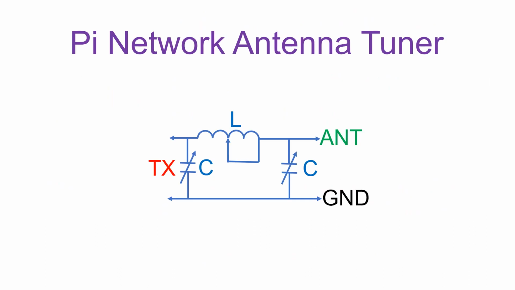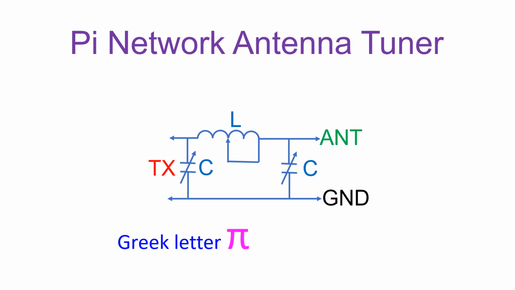As the name implies, the Pi network antenna tuner circuit resembles the Greek letter pi. It is similar to the pi tank used in vacuum tube radios in yesteryears. Pi network antenna tuner has two variable capacitors and one variable inductor. Pi network can have more than one resonance point with different component values.